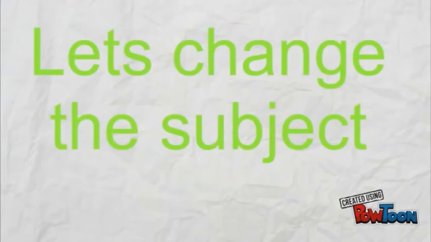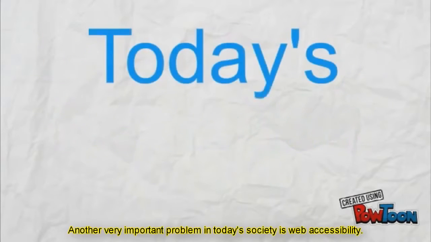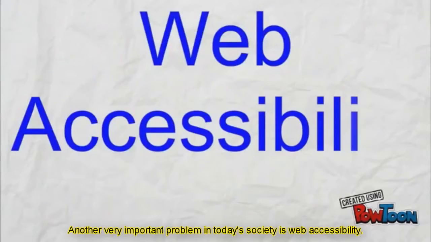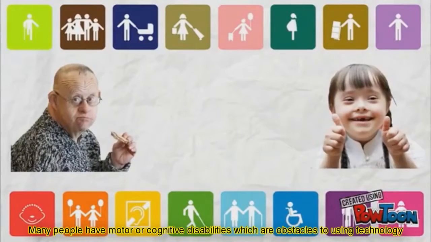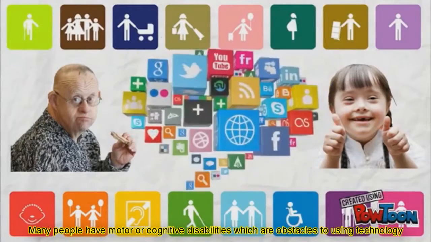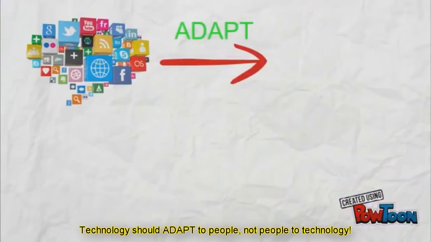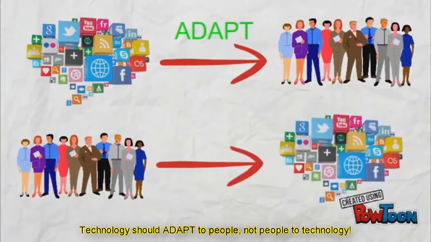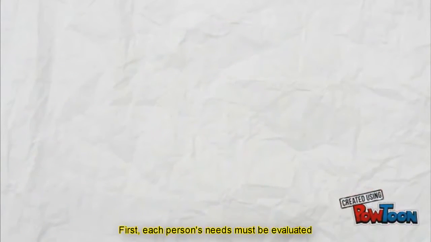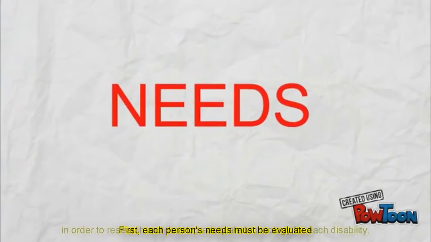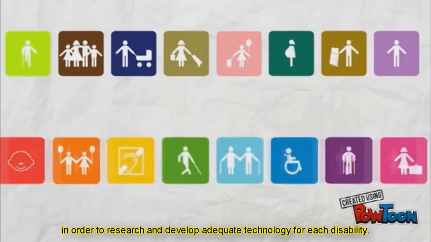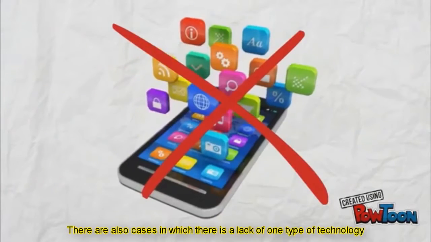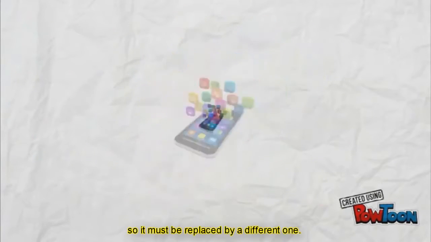Let's change the subject. Another very important problem in today's society is web accessibility. What does this mean? Many people have motor or cognitive disabilities which are obstacles to using technology. Technology should adapt to people, not people to technology. How is this done? First, each person's needs must be evaluated in order to research and develop adequate technology for each disability. There are also cases in which there is a lack of one type of technology, so it must be replaced by a different one.